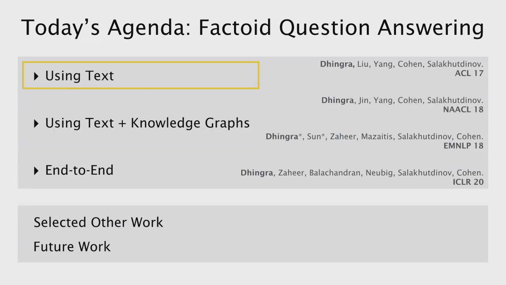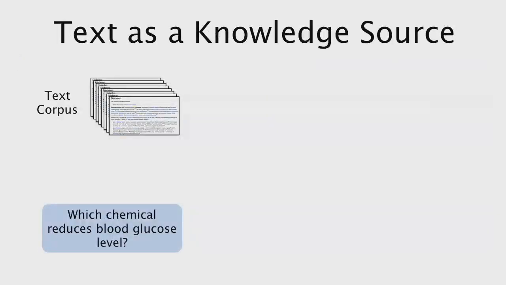So let's start with using text as a knowledge source for answering questions. In some sense, this is the most natural setting. People share information in natural language. So if you take any domain like biology, medicine, or news, most of the information in that domain is actually written down in natural language and can be found in large text corpora.